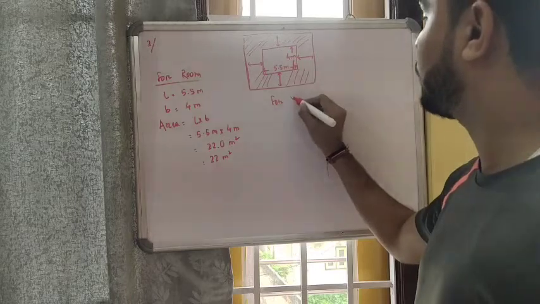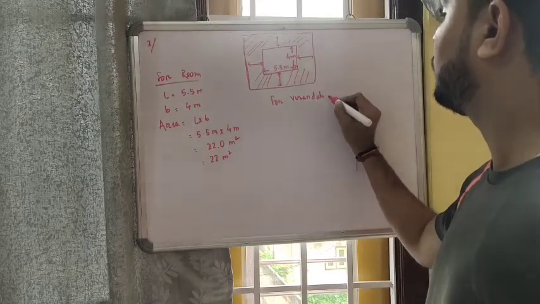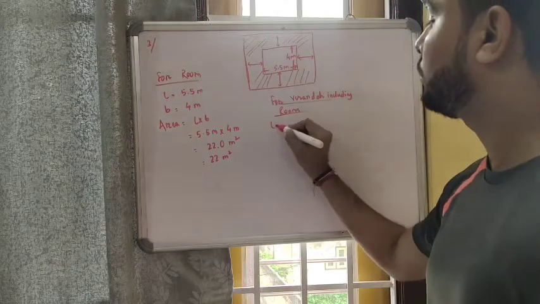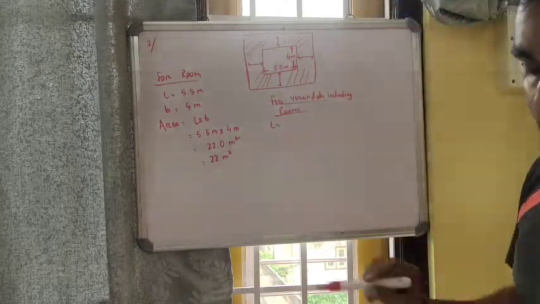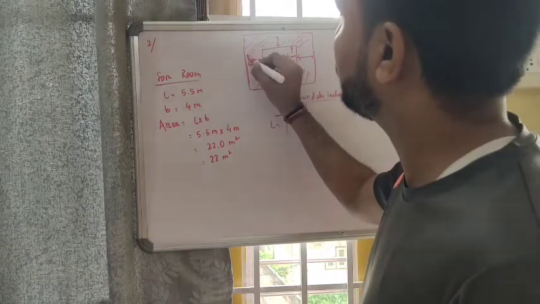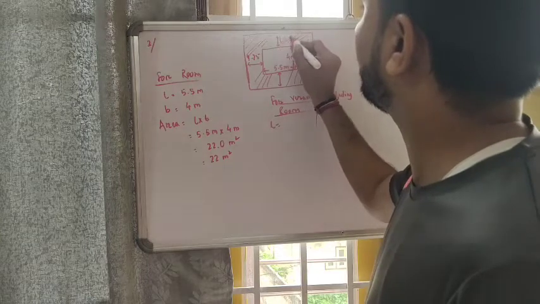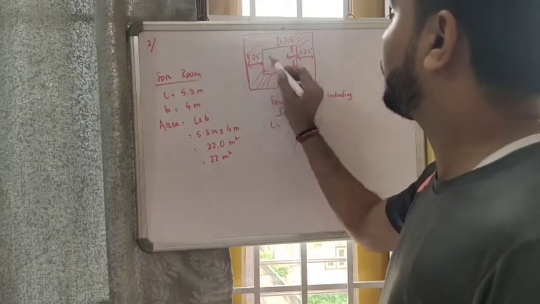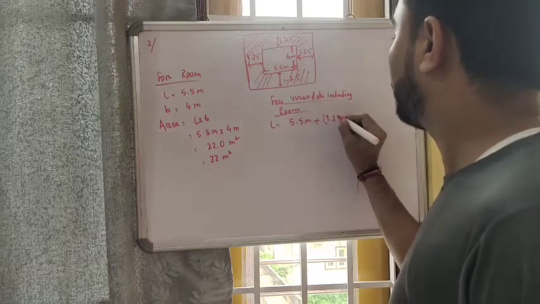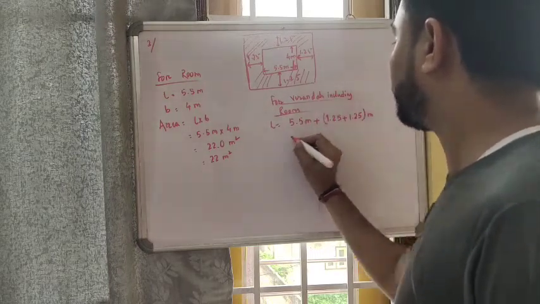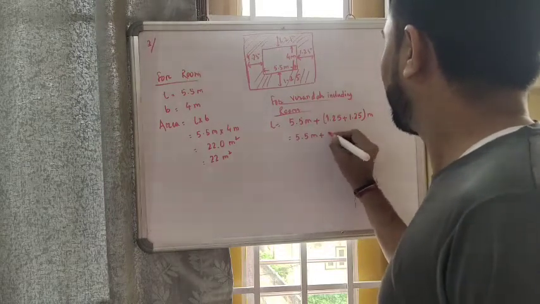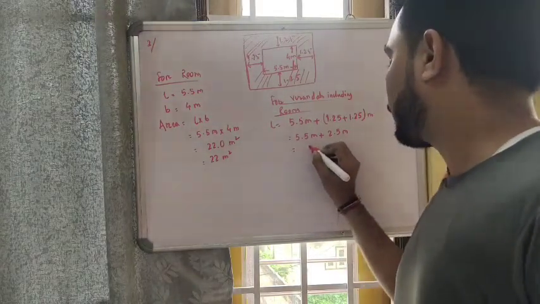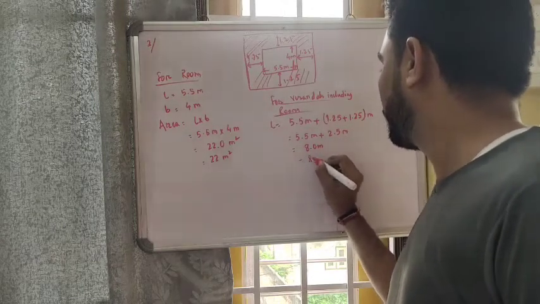Now, for veranda including room, length becomes what? From here to here it is 5.5 meter and this side it is 1.25 meter wide, it is given. So it is 1.25, again it is 1.25. So length will be 5.5 meter plus from here to here 1.25 and here to here 1.25. It will be 2.5 meter because 1.25 twice gives you 2.5. So after adding you will get 8.0 meter which is equal to 8 meter.